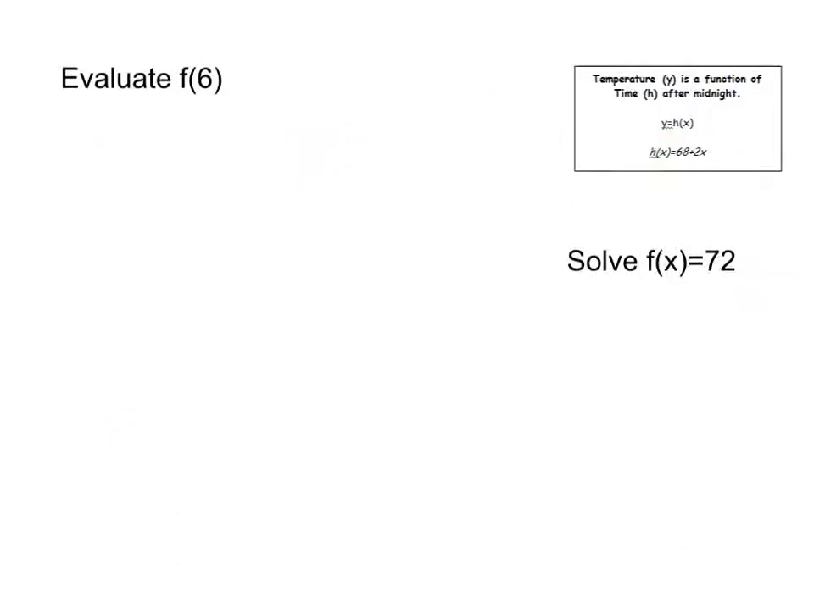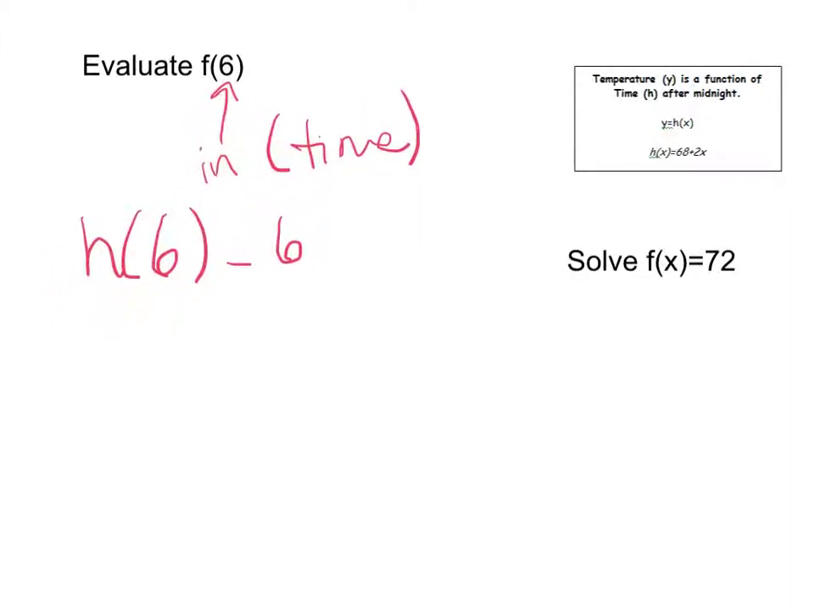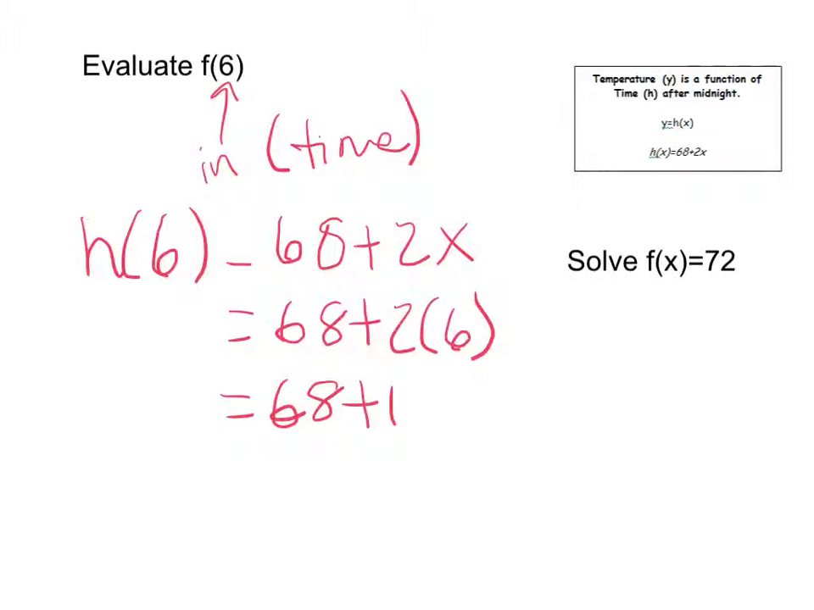We're going to look at a function in the form of an equation. Our equation here is h of x equals 68 plus 2x. And we're going to evaluate h of 6. So we know, because this is the input, this is the time. And so we're just going to say, okay, well, h of 6, I'm going to plug that into our equation. 68 plus 2x. We're going to say that's 68 plus 2 times 6, which is 68 plus 12, which is 80. So we just evaluated.